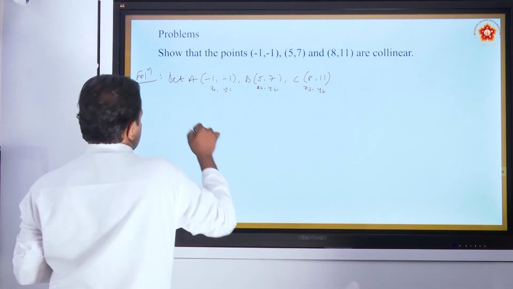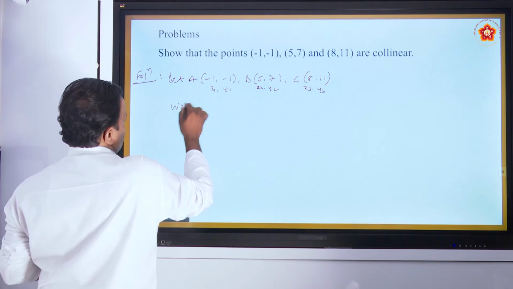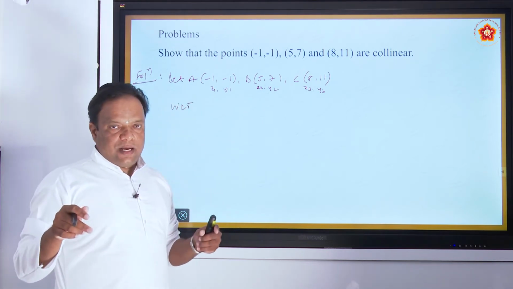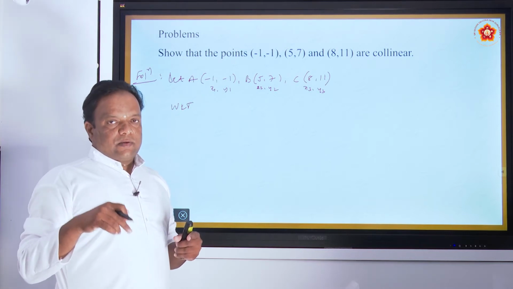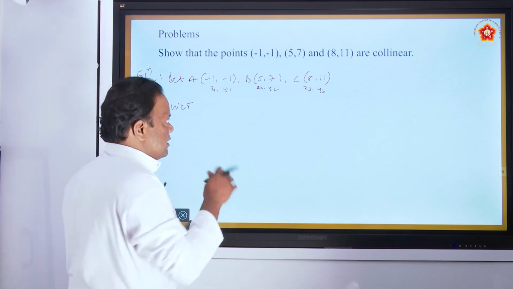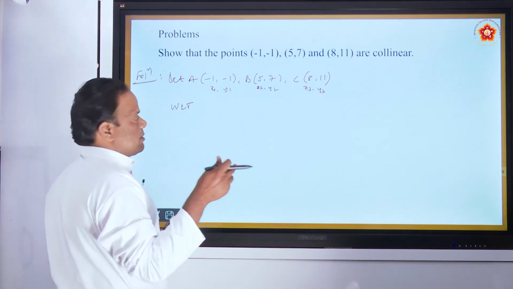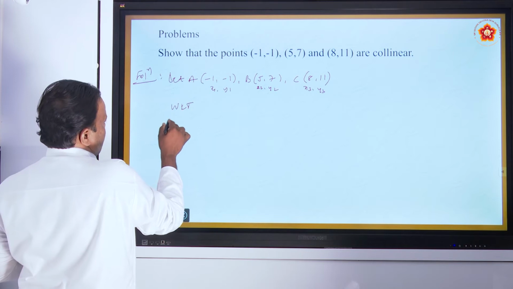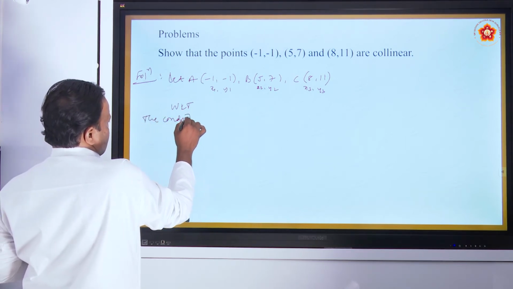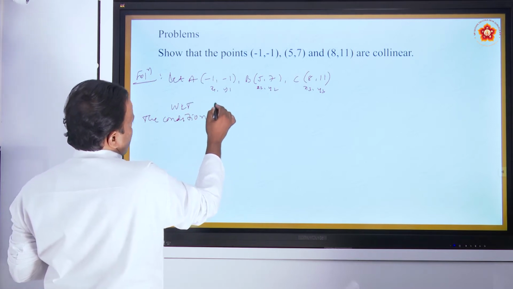So we know that either you use the expansion formula, otherwise you use the determinants. You can use any formula, then show that the answer is 0. Okay, I use the formula first. In the next problem I will use the determinant. We know the condition. What is the condition for collinearity?